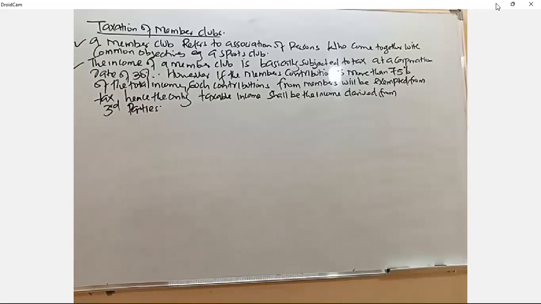And that is why I've said that a member club is just an association of members who have common objectives. The income of a members club is basically subjected to tax at the corporation tax rate of 30%, just like any other company. But if the members' contribution is more than 75% of the total income, such contribution from members will be exempted from taxation, and the only taxable income shall be the income derived from third parties.